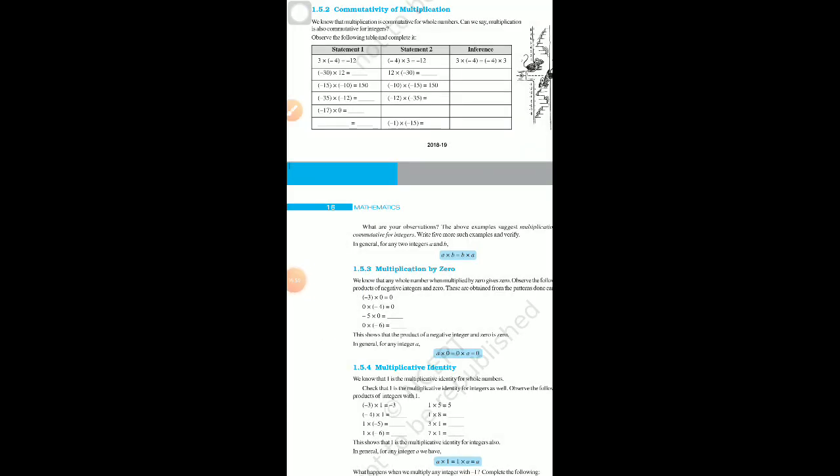Commutativity of multiplication for integers. If we multiply two integers in any order, suppose a and b are two integers, then a multiplied by b is equal to b multiplied by a. Multiplication by 0. If we multiply any integer by 0, our result will be 0.